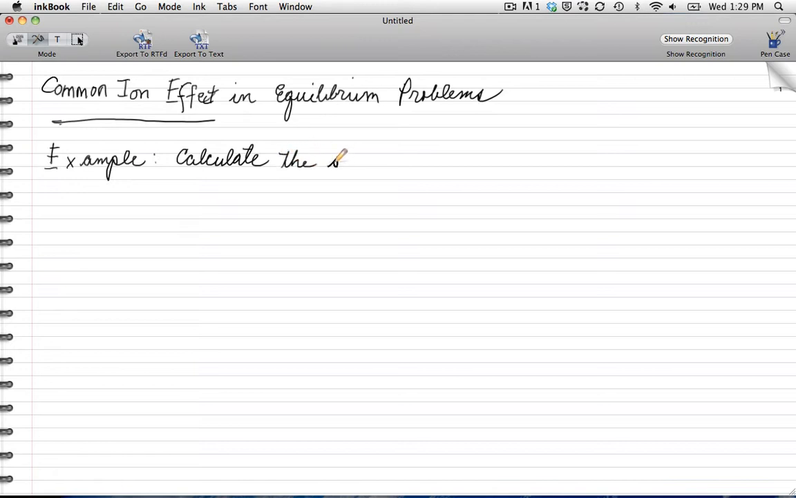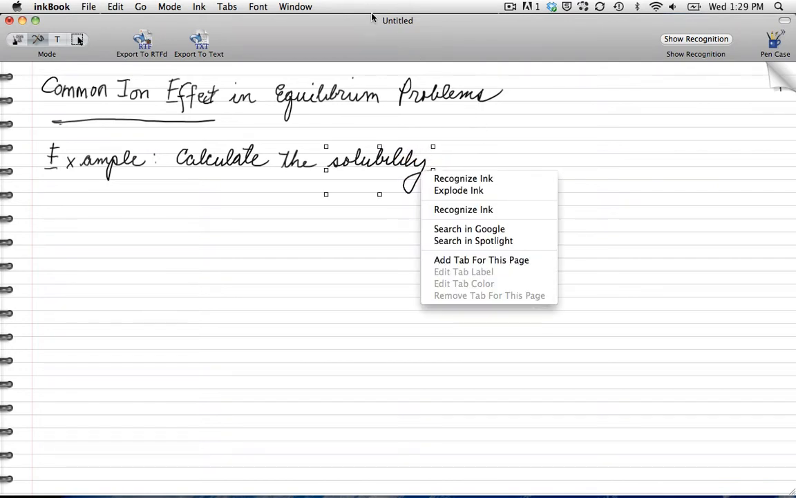So I wanted to give you an example of it that I found in Zumdahl. You can look at the 6th edition and see what you see. Okay, so the example is calculate the solubility.